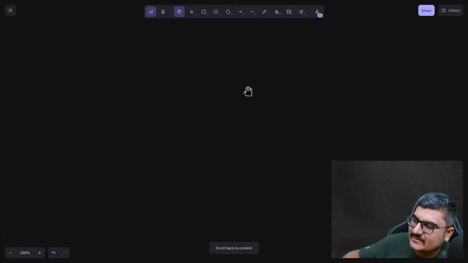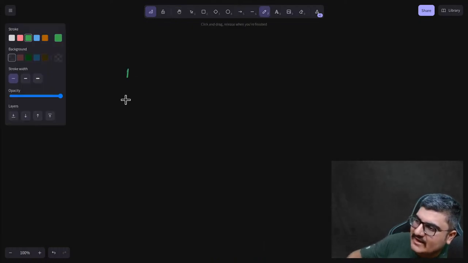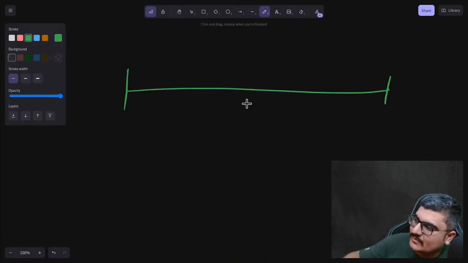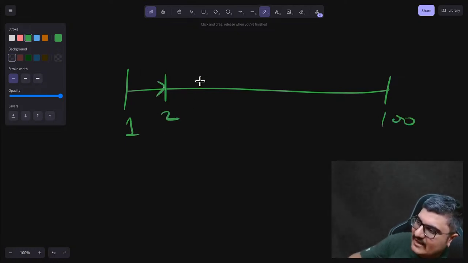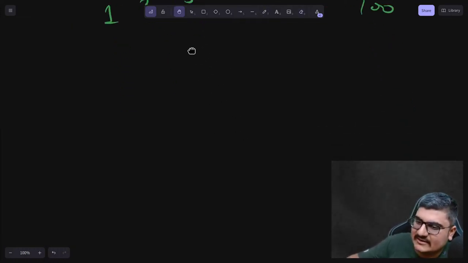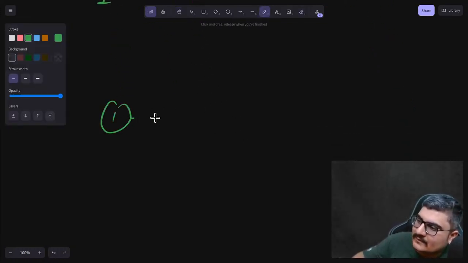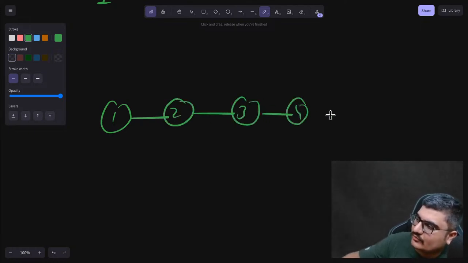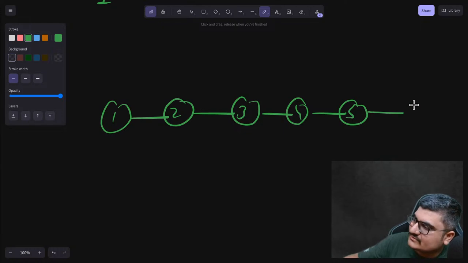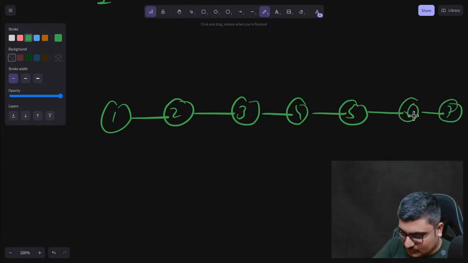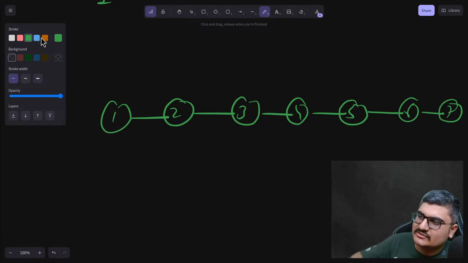So here the problem statement says we have some rooms from 1 to 100. And there is a path between every two consecutive rooms. Or probably I can draw it slightly better. There is a path from 1 to 2, from 2 to 3, 4 to 5, 5 to 6, 6 to 7, 7 to 8. And now we have to block some of the roads here.